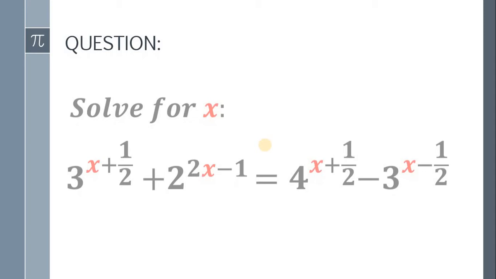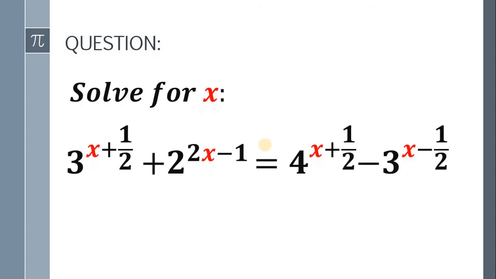Here's the question. Solve for the value of x. So we have the equation 3 raised to x plus 1 half plus 2 raised to 2x minus 1 equals 4 raised to x plus 1 half minus 3 raised to x minus 1 half. Now, if you want to try this problem, just pause this video, and if you're ready, here's the solution.